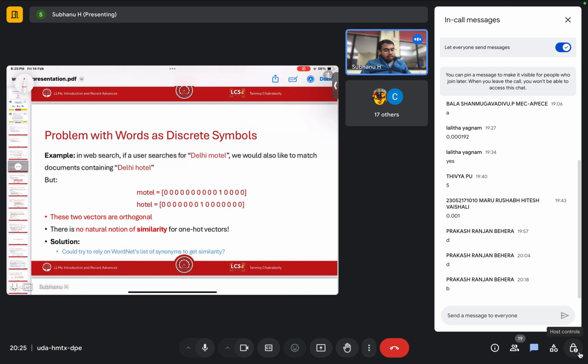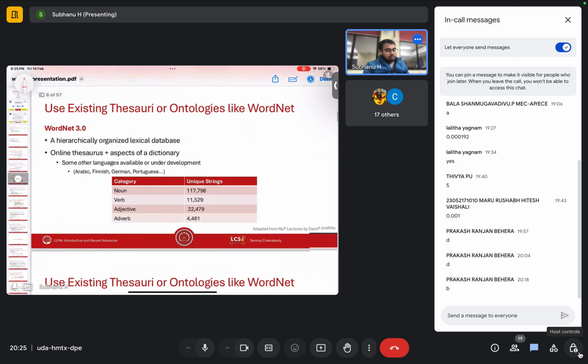The problem with these discrete symbols is that they are orthogonal. That means if you do the multiplication of these terms, the result will be zero, and there is no natural notion of similarity. So you can't find similarity from this representation. Could we try to rely on WordNet's list of synonyms to get similarity?